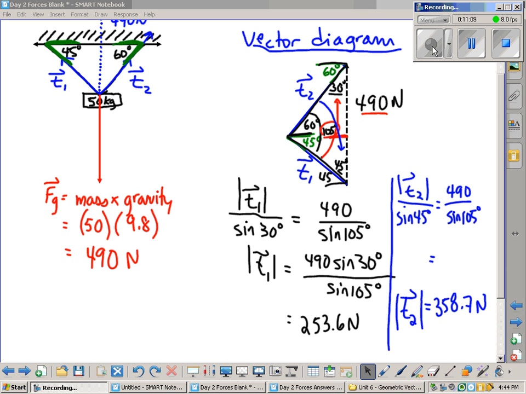Let's do a quick check to see if this makes sense. Remember, we didn't think that it would just be this number plus this number and add up to 490 because they're in opposite directions. So it does make sense that the numbers, when you add them up, are closer to 600 because you will need more force in T1 and T2 to counterbalance the 490 straight up.